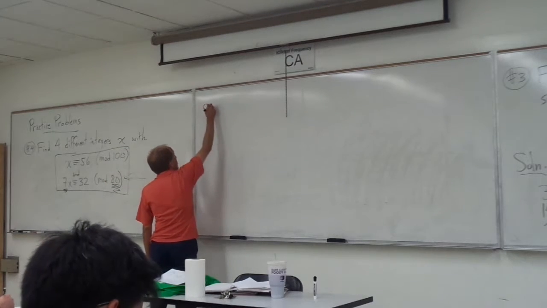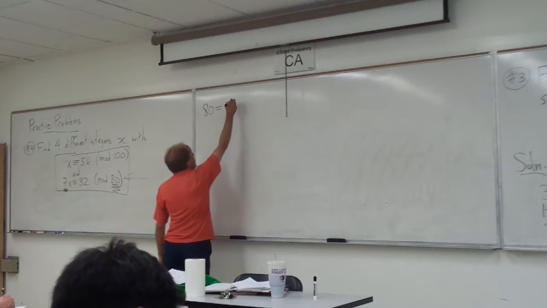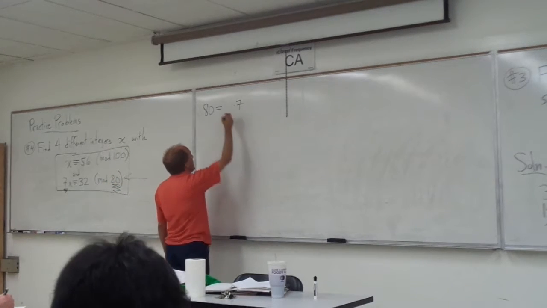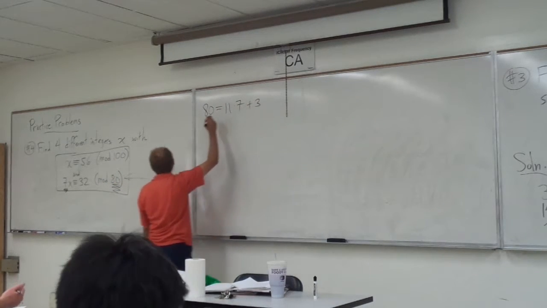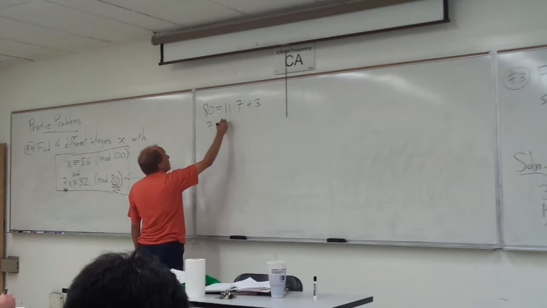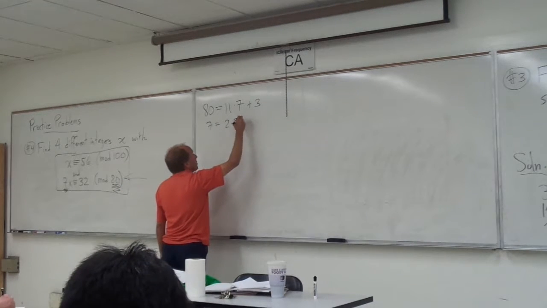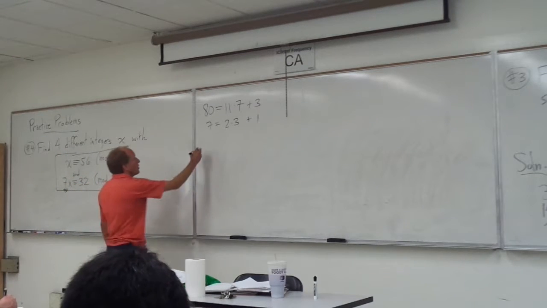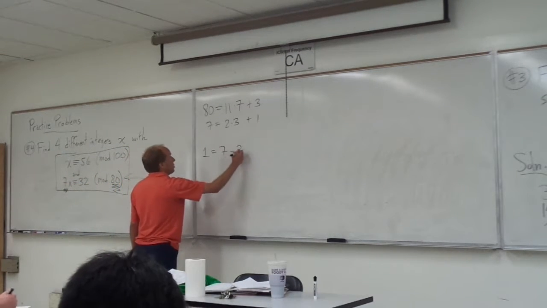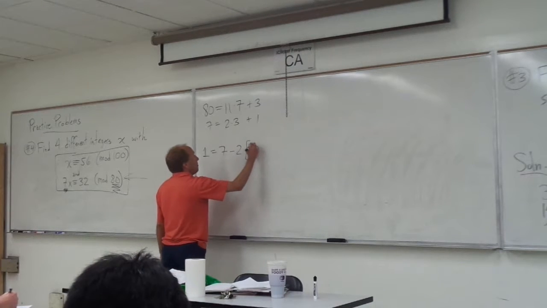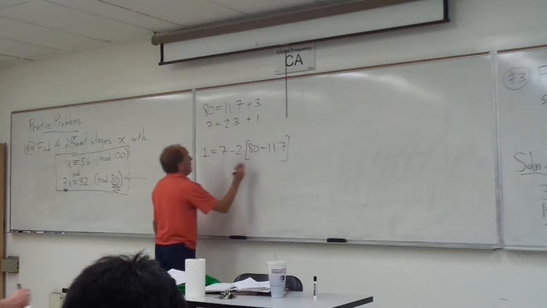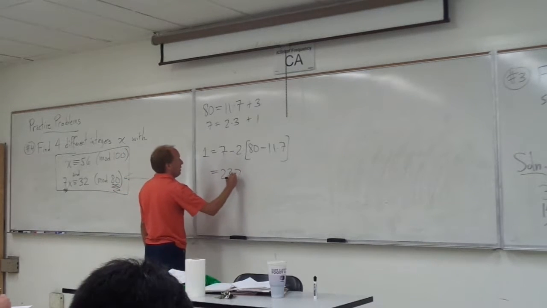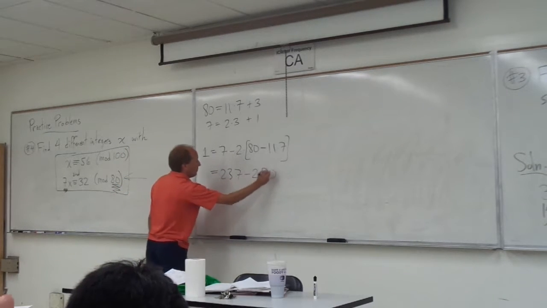The numbers here are not too big, so I think we can do it really quickly. 80 goes into 7... 7 goes into 80 11 times with a remainder of 3. And then for 7 and 3, we take 3 times 2 and add 1. So it's actually very quick, just 2 quick steps. So 1 is equal to 7 minus 2 times 3, and 3 is 80 minus 11 times 7. And now we simplify that, and we get 23 times 7 minus 2 times 80.